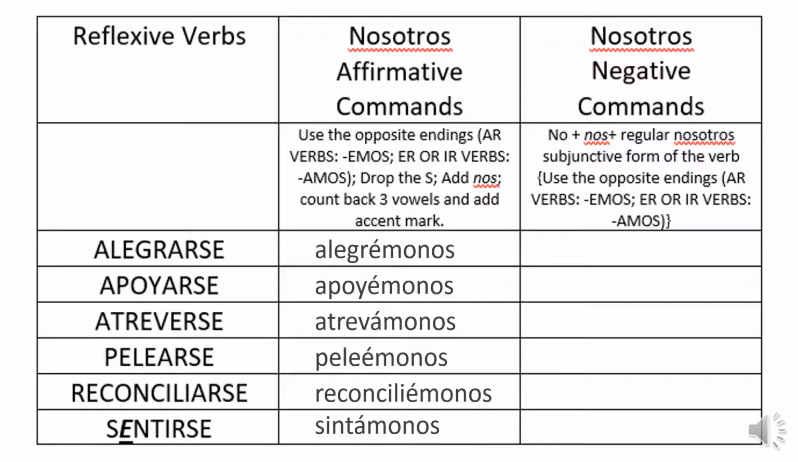Now the negative commands are a little bit easier. It's no, and then nos, and then the regular nosotros subjunctive form of the verb. So again, we're using opposite endings. AR verbs end in EMOS, ER or IR verbs end in AMOS. So to say, let's not be happy, no nos alegremos.